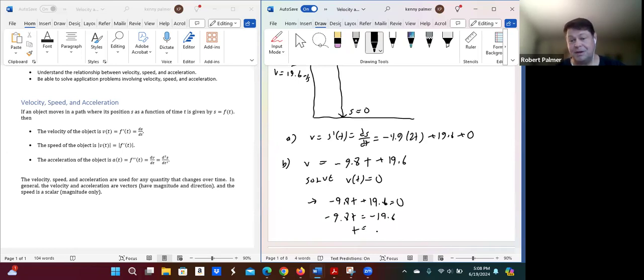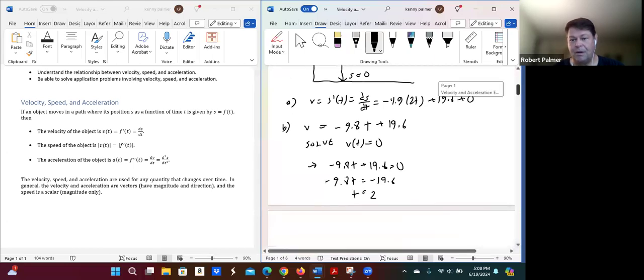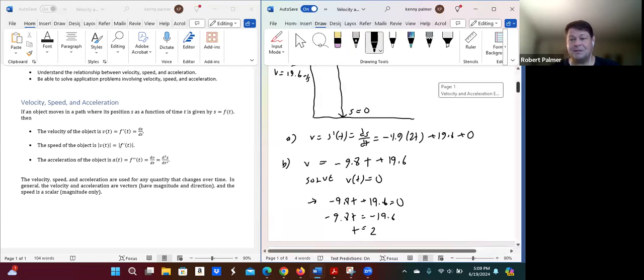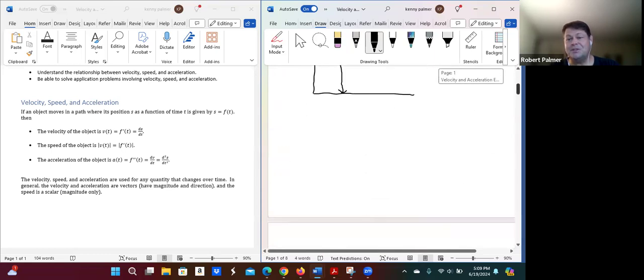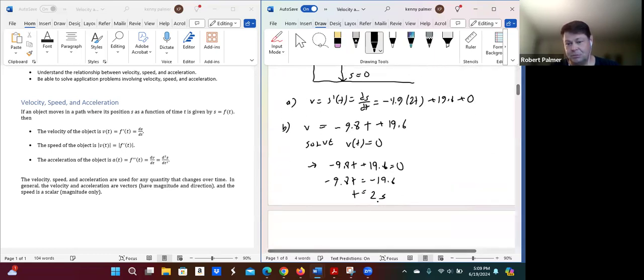Okay, that's actually going to be evenly. It's going to be 2. Now, think about a couple things. Here, remember, this is the time when the velocity is 0. Also, this is 2 what? Remember, we're talking about seconds, so meters per second. So this is in 2 seconds. So 2 seconds should be the highest point.